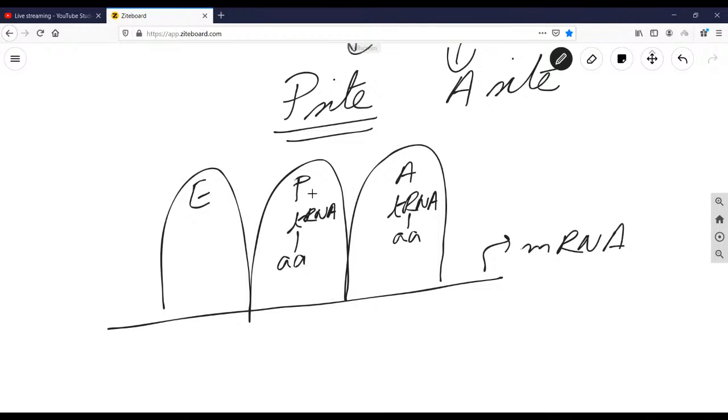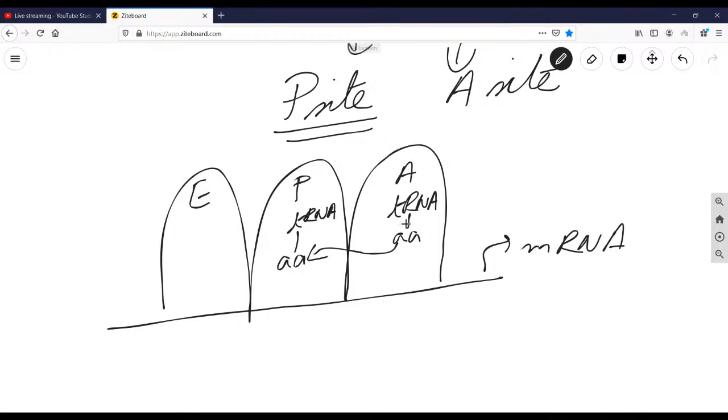Now, why is it absolutely indispensable for the first tRNA to enter the P site? Because if it entered the A site, where would the next tRNA enter? That is the question. When the first has entered the P site, the next one enters the A site. What happens is this tRNA's amino acid causes a nucleophilic attack on this one, and the peptide bond is formed between this amino acid and this amino acid.